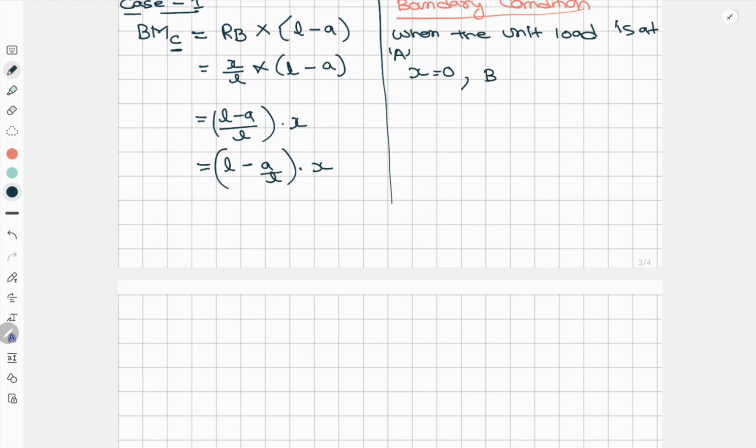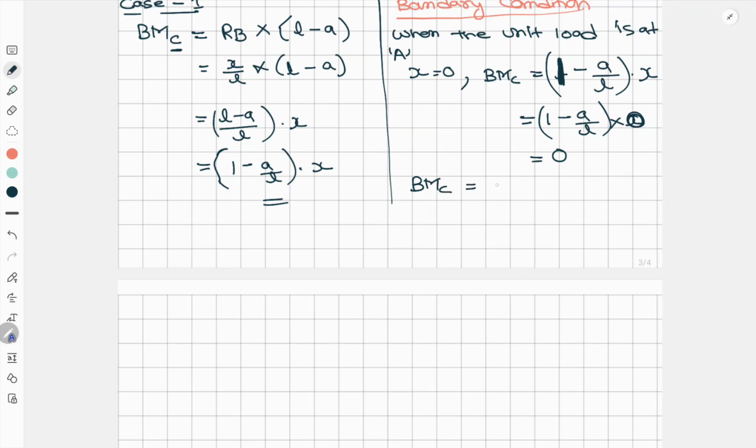And the bending moment at C, we have an equation right here. So just write the equation: (1 minus A by L) into X. For this one, it is not L, it will be 1. Okay, so this is the equation. Now we have to put the value of X in this equation. Then (1 minus A by L) into X into 0. If we multiply with 0, then the whole term becomes 0. So the bending moment at C for this condition will be 0, right?